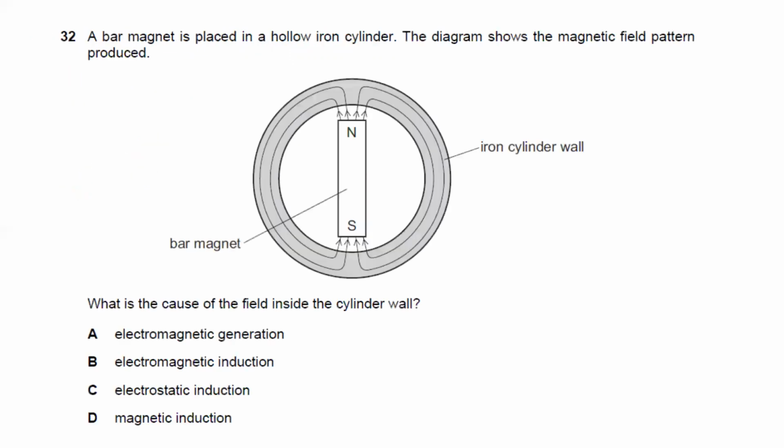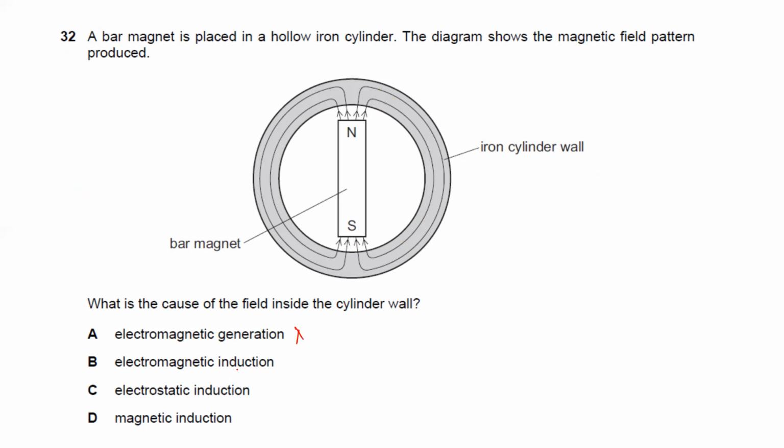So next question, 32. The bar magnet is placed in a hollow iron cylinder. The diagram shows the magnetic field pattern produced, which is the cause of the field inside the cylindrical wall. Electromagnetic generation? There is no movement of the magnet here, so there is no electromagnetic generation.